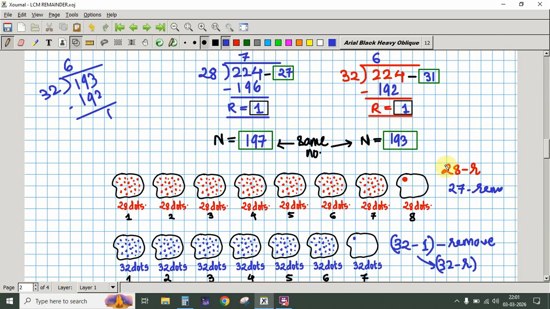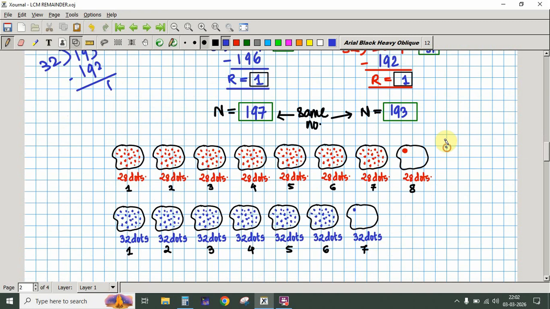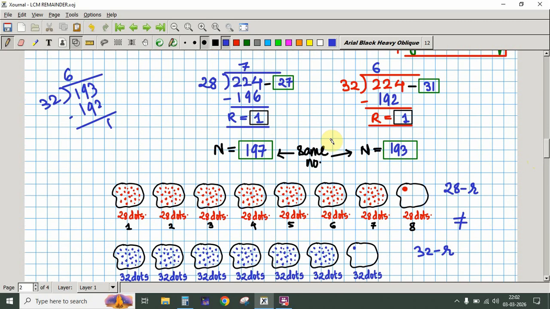The catching point over here is: is the number the same? No, the number is not the same. So here we don't have a unique solution for such types of remainders where 28 minus r and 32 minus r are not equal. If they're not equal, we are not getting a unique solution, but we are getting two different solutions.